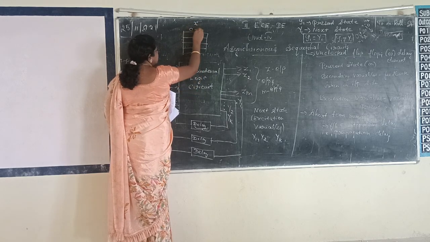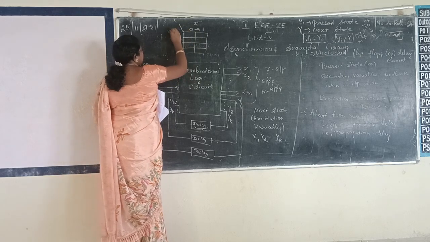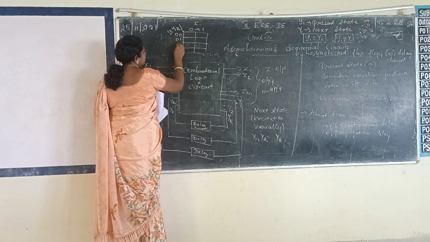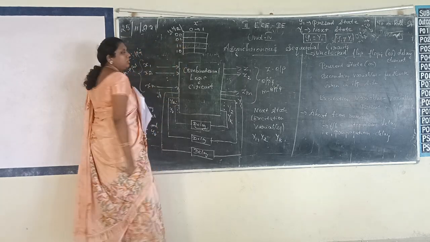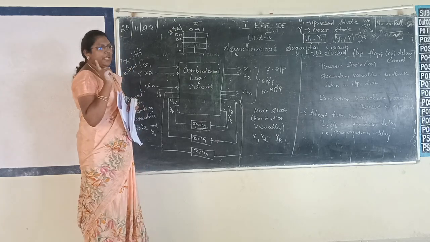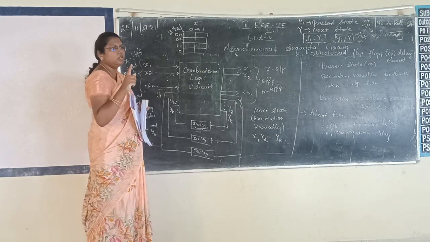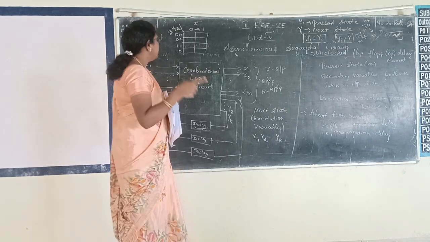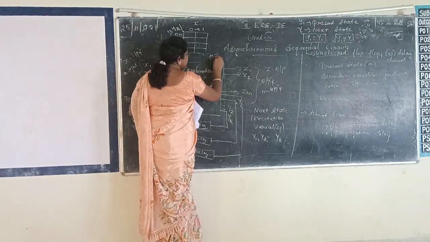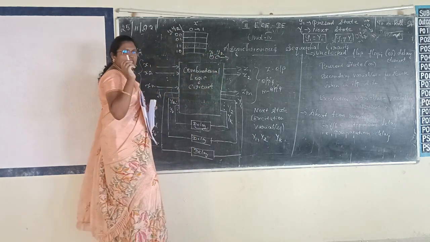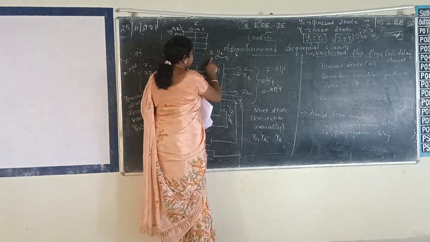X value changes from 0 to 1, and the y1, y2 values are 0 0, 0 1, 1 0 and 1 1, right? In asynchronous sequential circuits, at a time you have to change only one input variable. You should not change more than one input variable at a time. You must change just one input variable. For example, consider this as y1, y2. At a time we can change only one variable. First we can change 0.